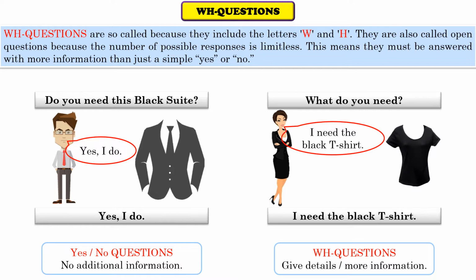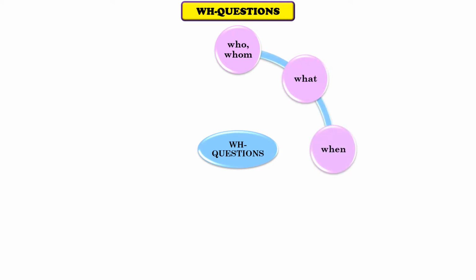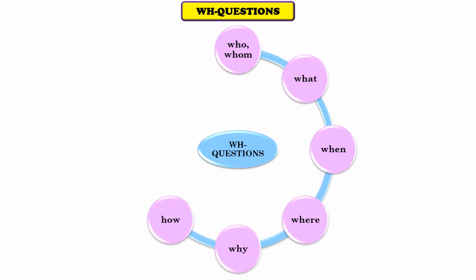WH questions are so called because they include the letters W and H. They are also called open questions because the number of possible responses is limitless. This means they must be answered with more information than just a simple yes or no. WH questions are who or whom, what, when, where, why, how, which, and whose.